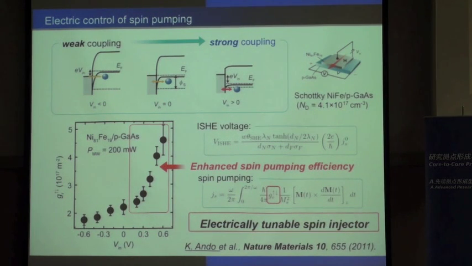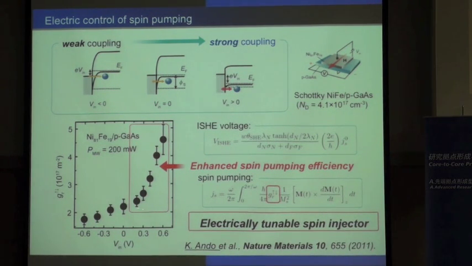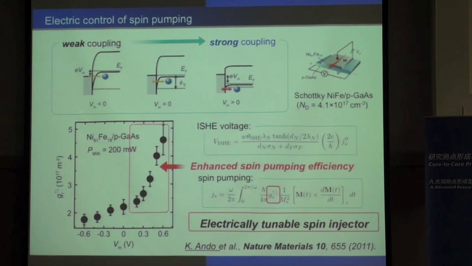From the magnitude of the electric voltage, we have estimated the spin pumping efficiency as a function of the applied bias voltage. As you can see, the spin pumping efficiency is decreased by increasing the Schottky barrier height and width. On the other hand, the spin pumping efficiency is increased by decreasing the Schottky barrier height and width. This is consistent with our intuitive picture that the dynamical spin injection is driven by interface spin exchange coupling between the magnetization and carrier spins. This is a demonstration of an electrically tunable spin injector.